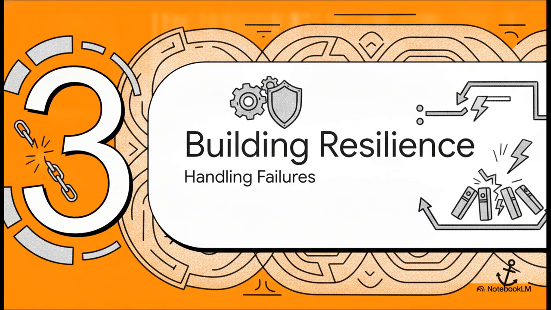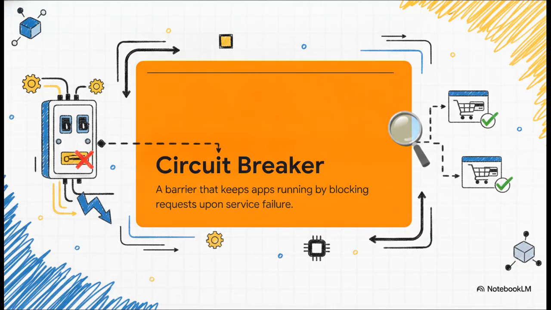Section 3. Building resilience against failures. Look, here's the harsh reality of distributed systems. Things are going to fail. It's just a fact of life. So, to protect our apps from totally collapsing, we use the circuit breaker pattern.